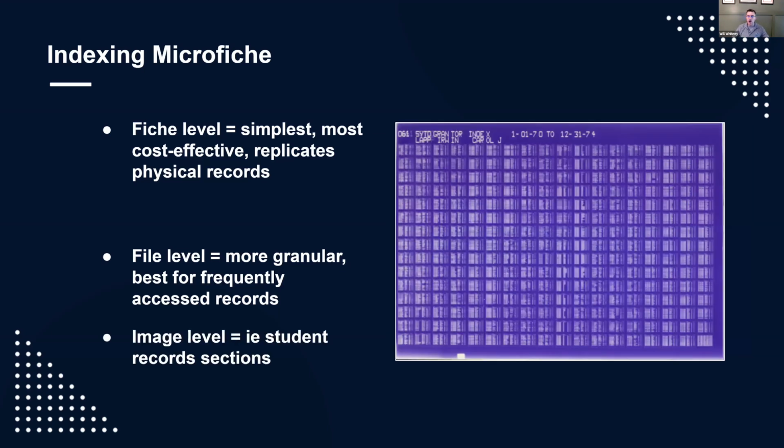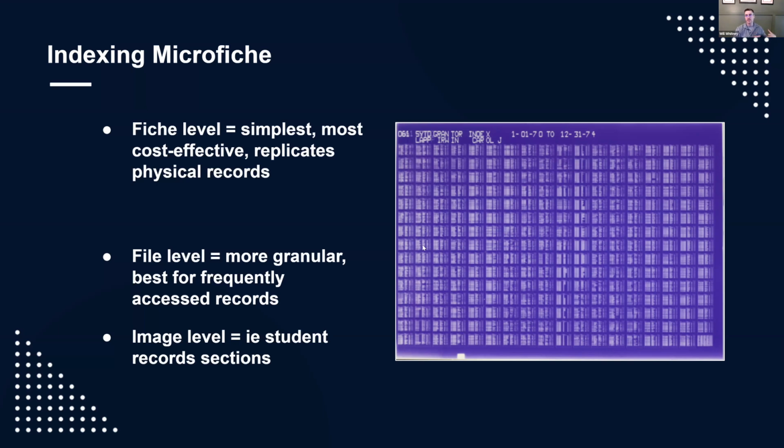Again, image level on COM fiche: we're working on a project where there are about 150 different students on each COM fiche, which has about 208 images on it. So every one to two pages, we have to find where the new student starts and find their name, date of birth, school number, those types of fields. But you're looking at all 208 images to find that.